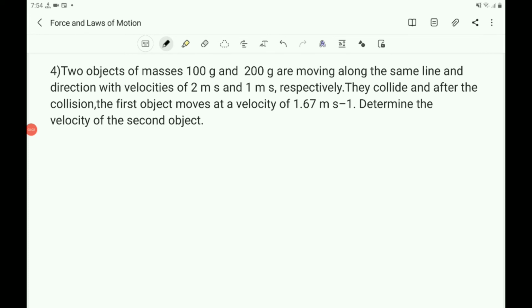Now the fourth question. Two objects of masses 100 gram and 200 gram are moving along the same line and direction with velocities 2 ms⁻¹ and 1 ms⁻¹ respectively. They collide, and after the collision, the first object moves at a velocity of 1.67 ms⁻¹. Determine the velocity of the second object.